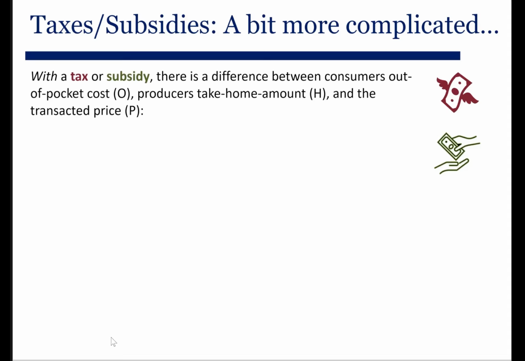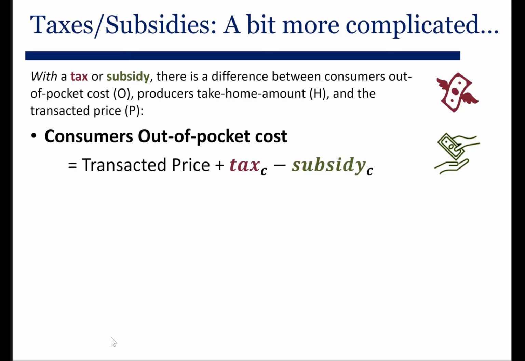With a tax, there's a difference. We're going to have a difference between the out-of-pocket cost for consumers, the take-home amount for producers, and the transacted price. For consumers, their out-of-pocket cost is the transacted price. If they have to pay any tax, we add that in. If they're getting any subsidy paid by the government, we take that out.